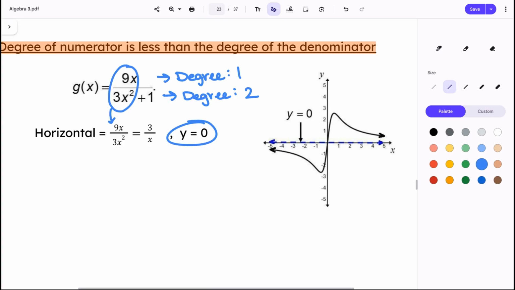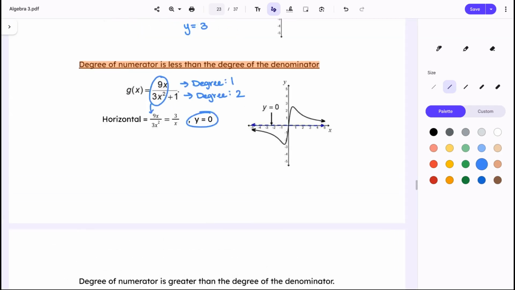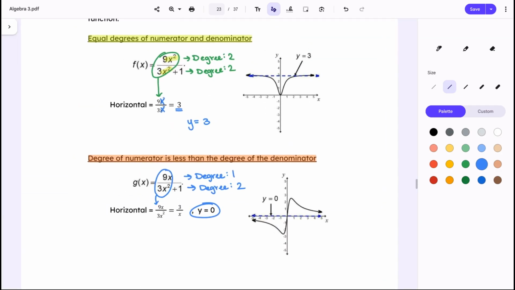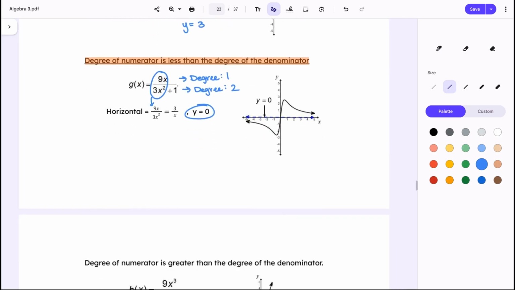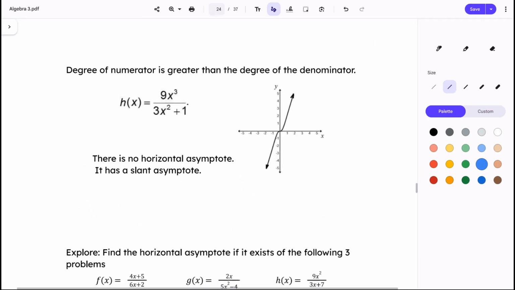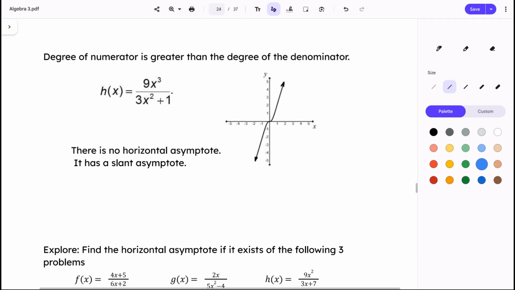All right, we've got one more case. If you guys turn your page over, we've talked about so far the equal degrees, so the top and the bottom both say x squared, x squared. We just talked about the case where the top is less than the bottom. So the other situation would be when the numerator is bigger than the denominator, talking still about their degree.